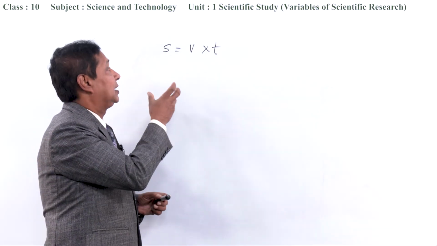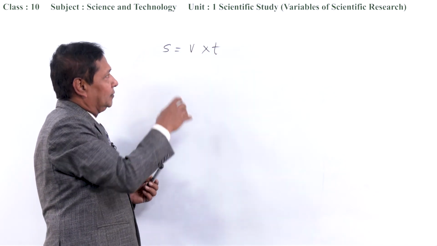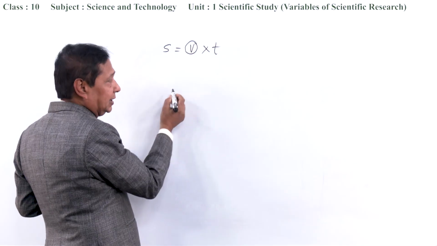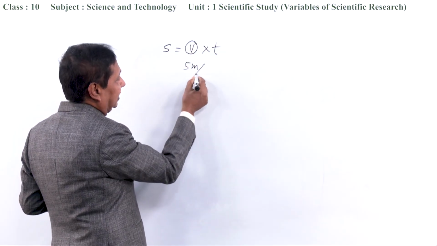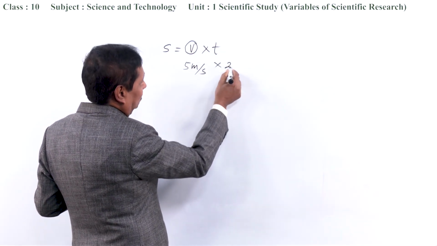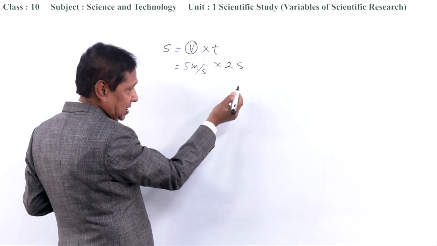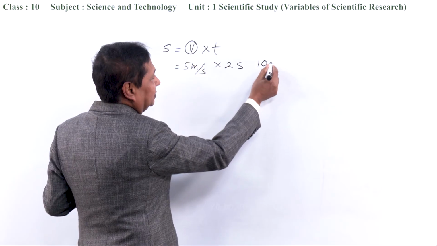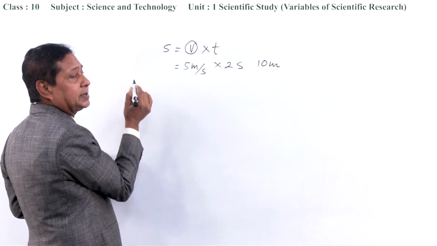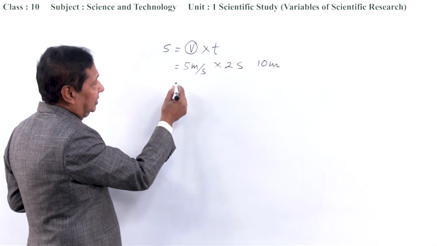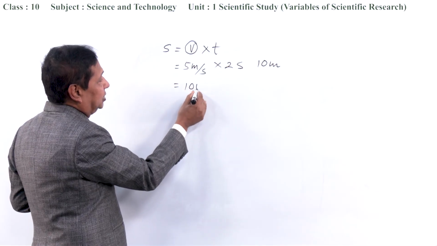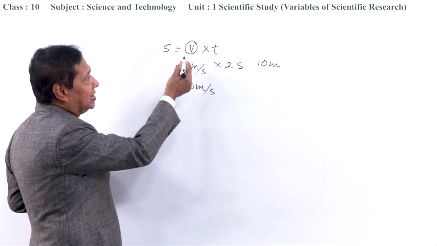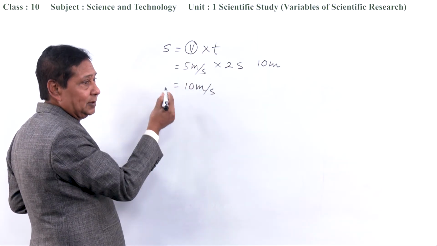In the context of variables, I want to tell you these three. If the velocity of a body is 5 meters per second, after 2 seconds it will cover a distance of 10 meters. But if the velocity is increased to 10 meters per second, we are manipulating the value of velocity. That's why this is the independent variable.